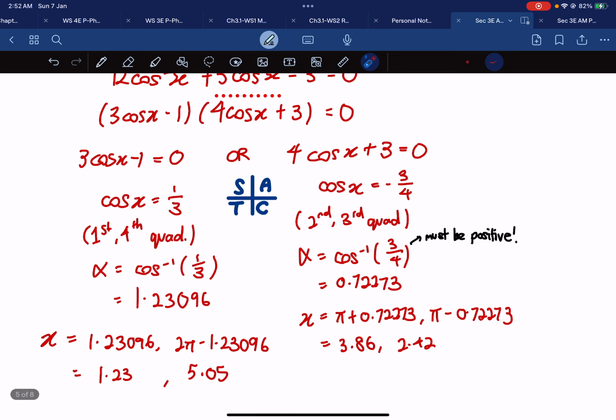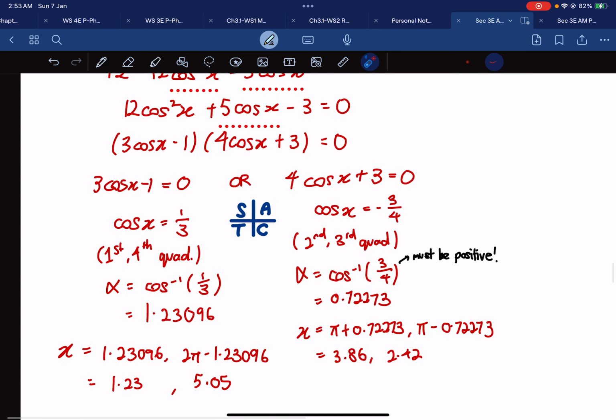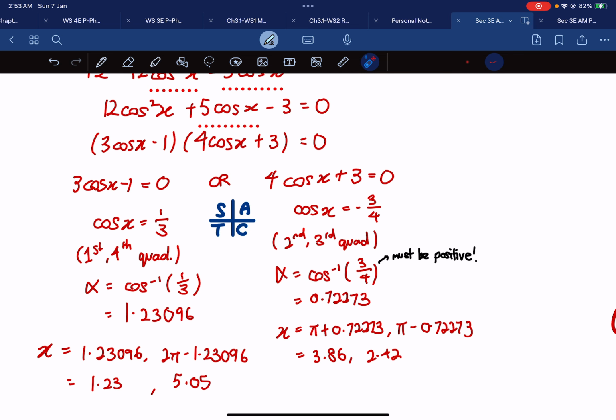Therefore, x is equal to, based on the quadrant, first quadrant is just the reference angle. Fourth quadrant, it is 2 pi minus the reference angle to get the final answer. And for the second and third quadrant, the second quadrant will be pi minus the reference angle and the third quadrant pi plus the reference angle. So this is a very general summary and recap of how to solve basic trigo equations.